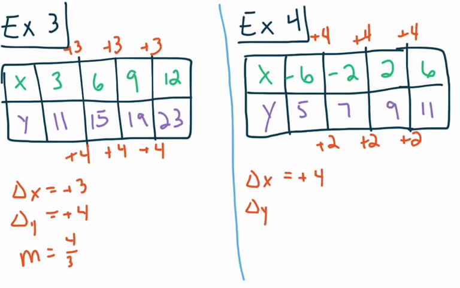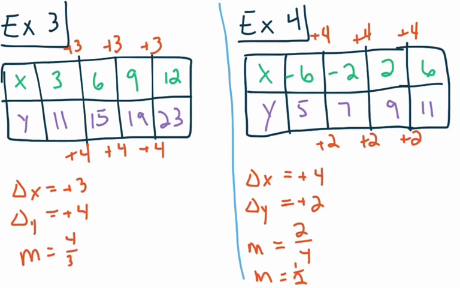Delta y is equal to plus 2. Our slope, therefore, is going to be equal to 2 over 4. If we can simplify it, we should. So our slope then is m is equal to 1/2. That's supposed to be a half. Alright, so m is equal to 1/2. So again, just a quick review there on how to find slope from a table.